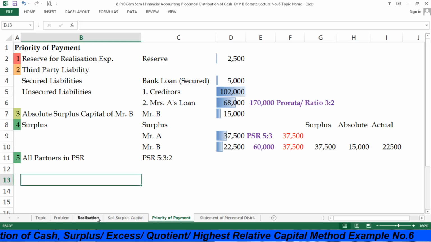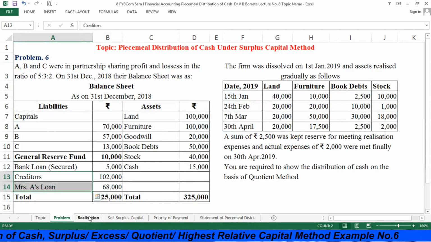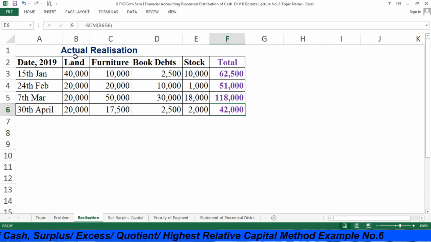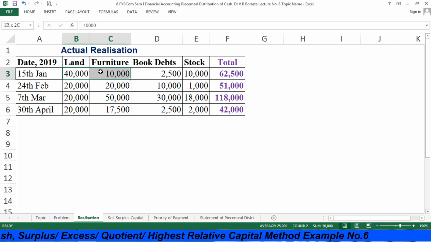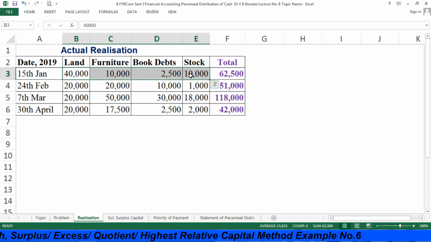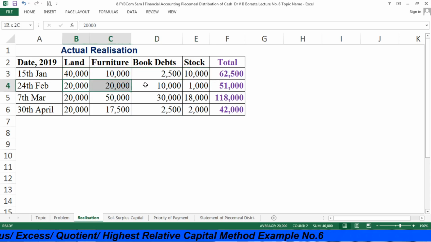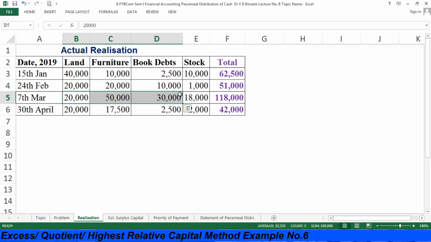After the priority of payment, we have to consider the realization, what amount we have received. So here I have made one statement. You can draw it in your notebook, that actual realization is here. It is nothing but the addition of all these assets which have been sold in the market and got the money for realization purpose. So 40,000 plus 10,000 plus 2,500 plus 10,000, the total is 62,500. In this way, all the realization has been cleared.